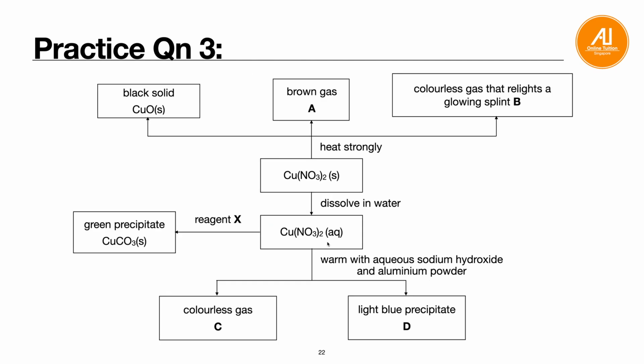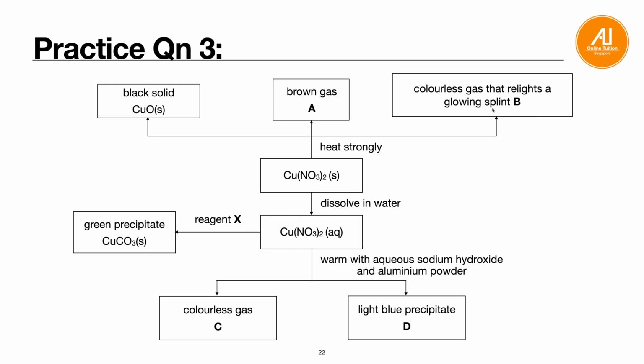Next, question 3. This one I'm not going to come up with the table, so you can just refer on your own, or you can just try with your memorizing. So you can start from this one, copper nitrate. When you heat it strongly, it will just decompose. It won't react with anyone. To give you copper oxide, brown gas A, and the colorless gas B, which will relight a glowing splint.